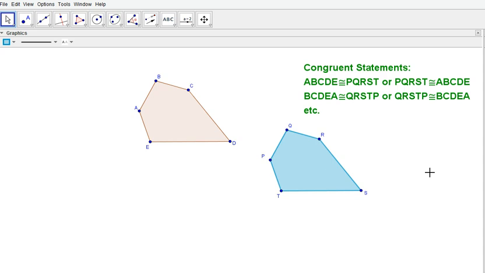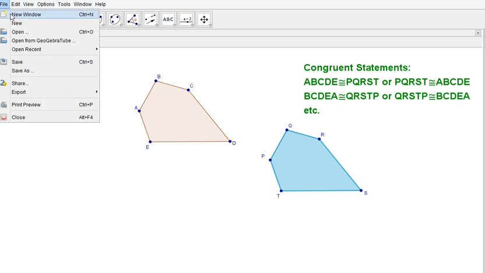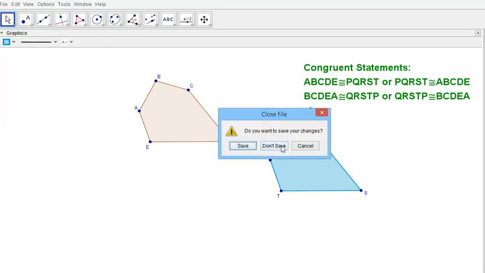Okay? So let's try one, shall we? Let's try a new one here. And I'm going to save this one.